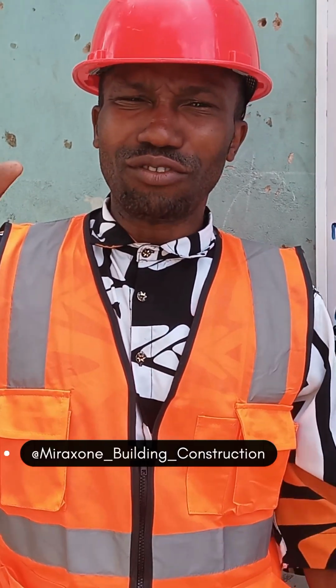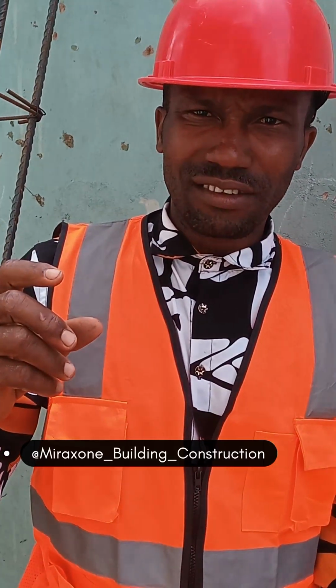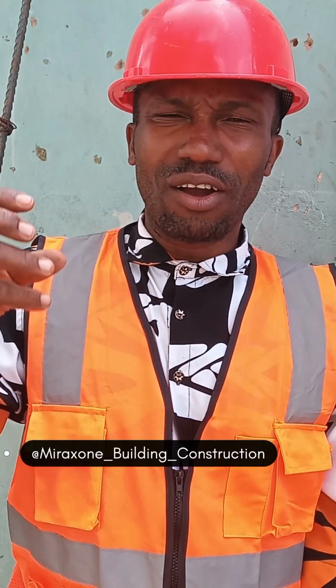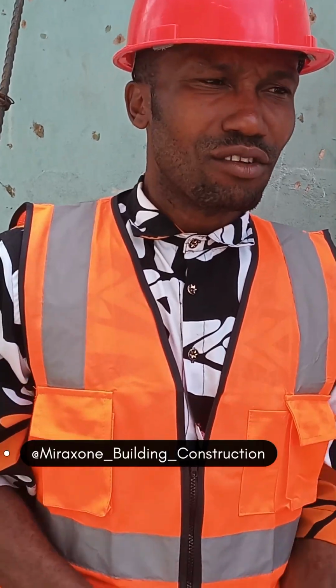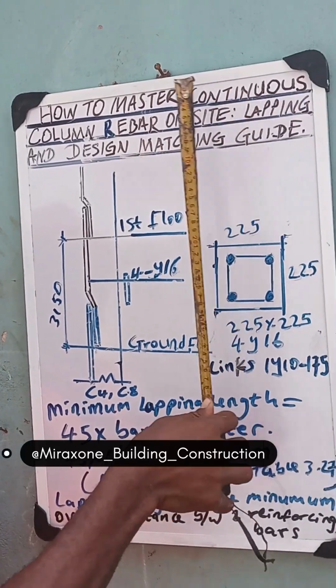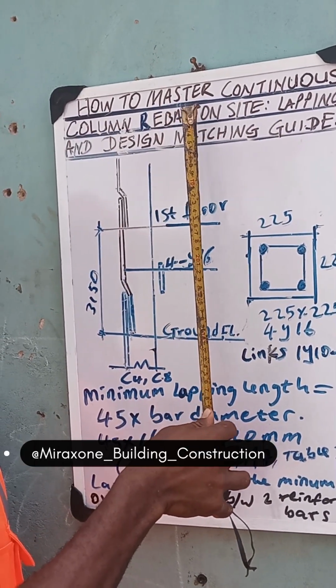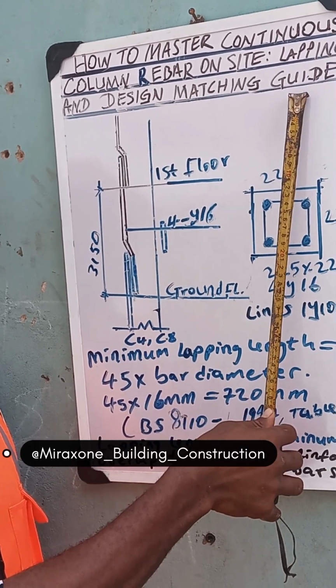So today I want you to pay attention. I have a very important aspect in the field of construction. So I want us to learn together. Do you understand me? Okay. So what we have today is how to master continuous column rebar on site: lapping and design matching guide.